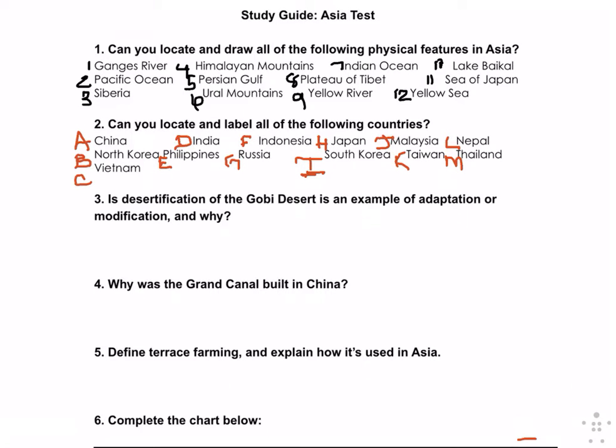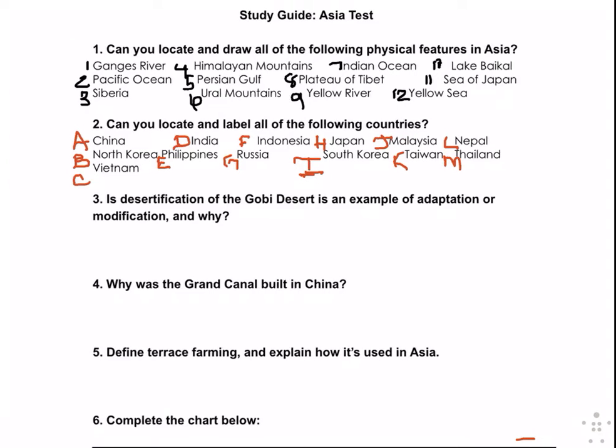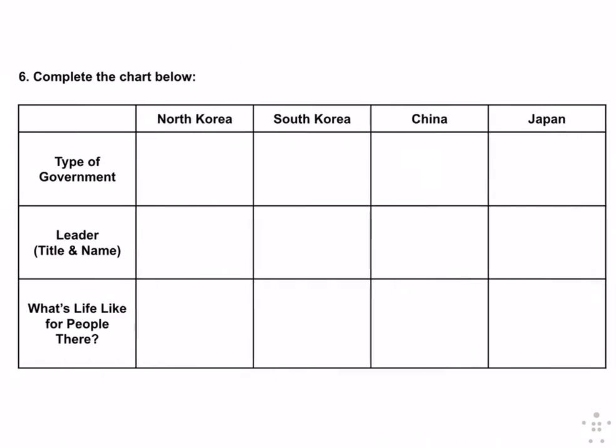Okay, that is it for that section. Let's go ahead and talk about number 6. Nope, you're not going to work with me? Oh. All right, that's the map. Let's go ahead and talk about 6.